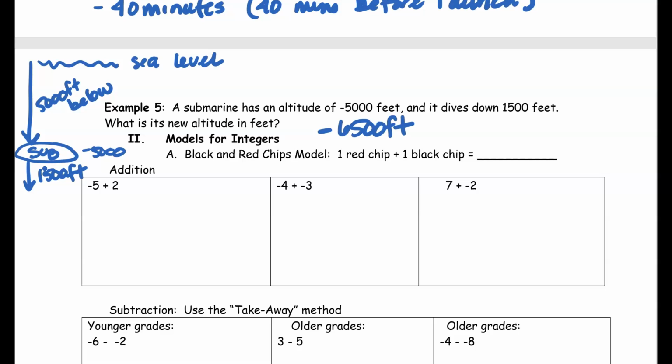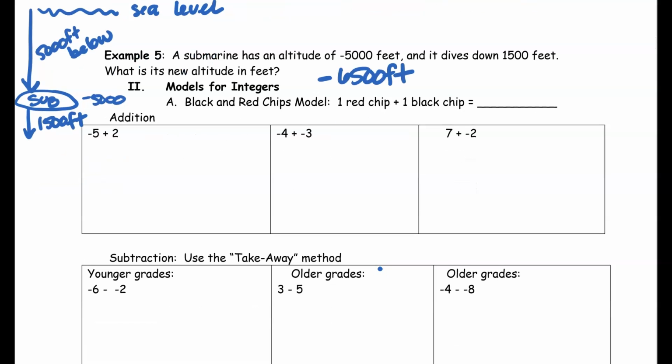Okay, so let's get into how you can use some models to actually add and subtract negative and positive numbers. So one model is called the chip model, and you can use actual chips in the classroom, which are great, and you can also use colors on your paper, red and black. So you could use one red and one black, you can draw them like that.